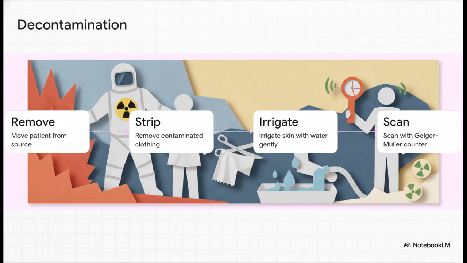Responders suited up in personal protective equipment have to strip off the victim's contaminated clothing, which actually often removes the bulk of the radioactive material anyway. Then they gently irrigate the skin with water, and you absolutely cannot submerge the patient in a tub because that would just spread the radioactive particles everywhere. Instead, you irrigate, let the water run off into contained areas, and repeatedly scan them with a Geiger-Müller counter until the readings are totally clear. Only after all that can normal trauma and burn care proceed safely.